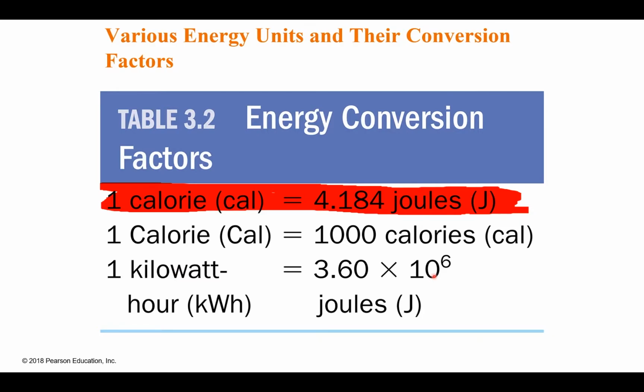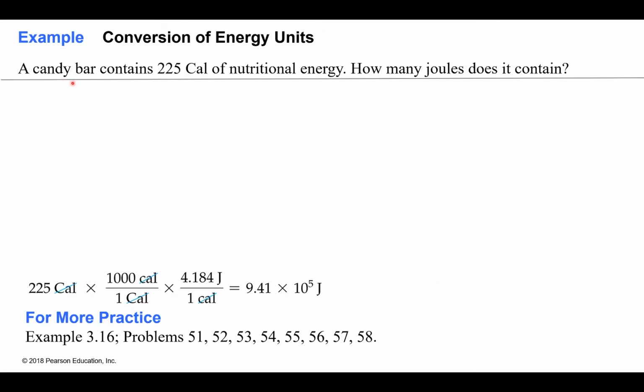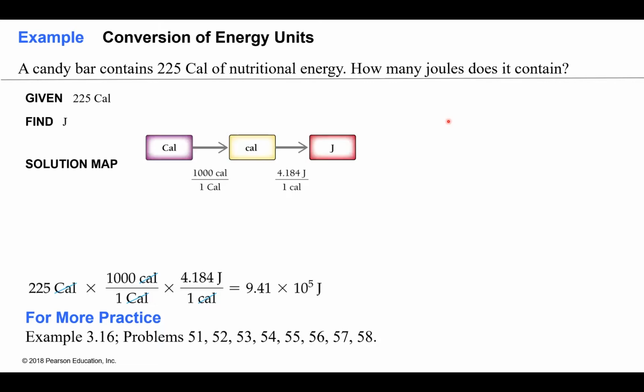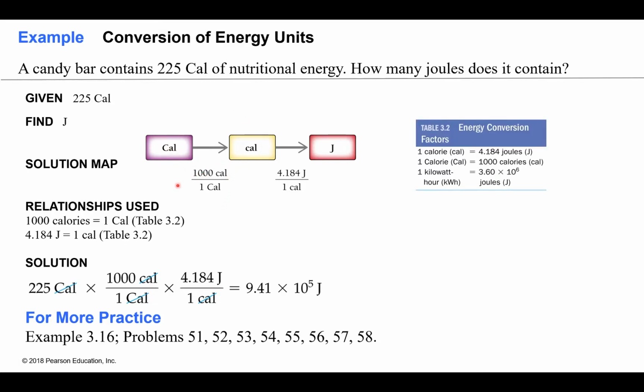All right, let's take a look at an example. A candy bar contains 225 uppercase Calories. That means this is a food calorie of nutritional energy. How many joules does it contain? All right, so I have 225 uppercase Calories, and I want it in joules. So I'm going to go from food calorie to scientific calorie. So I'm going to use the relationship I just shared with you in this table, 3.2. Then I can convert from calorie to joule. 1 calorie is equivalent to 4.184 joules.